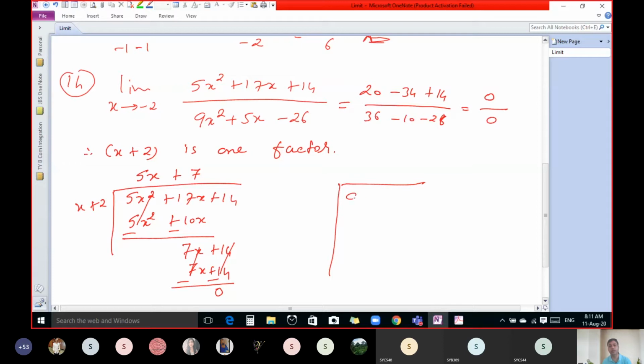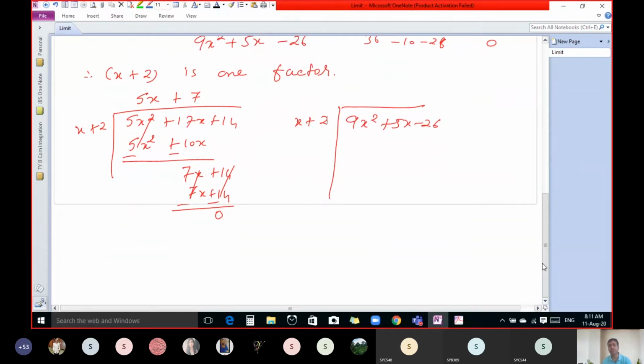Same thing for the denominator. Here you have to write 9x square plus 5x minus 26. Here you have to write x plus 2. Divide first term by first term. So 9x square divided by x, here we get 9x. So multiplied by 9x, we get 9x square plus 18x. Change the sign, minus minus. Cancel this. 5x minus 18x is minus 13x. Minus 26 you write here as it is.